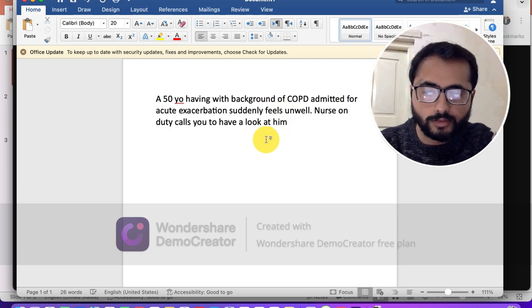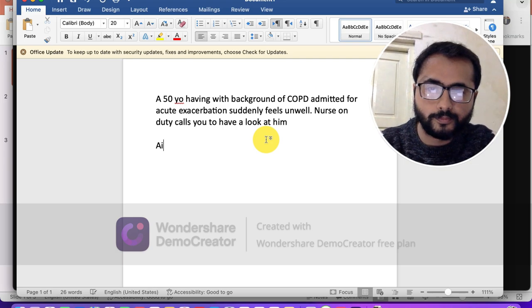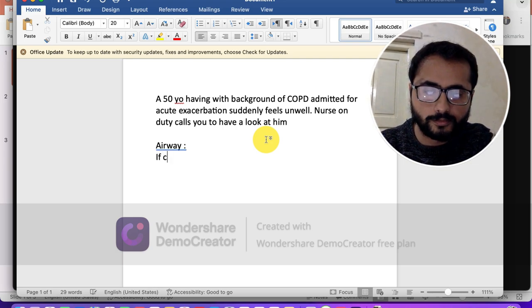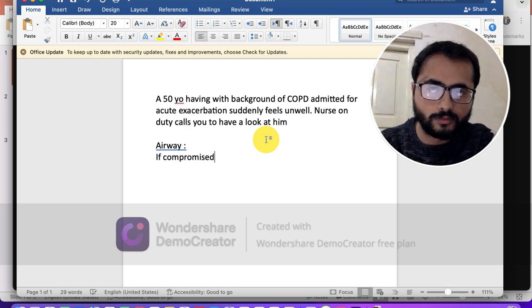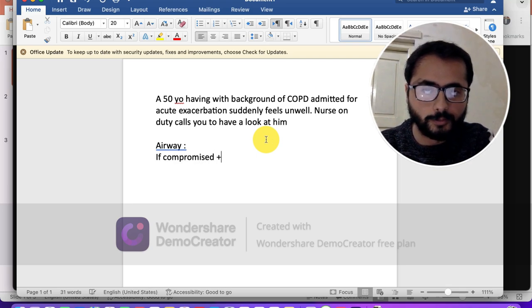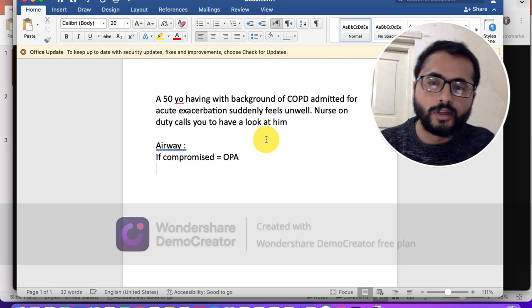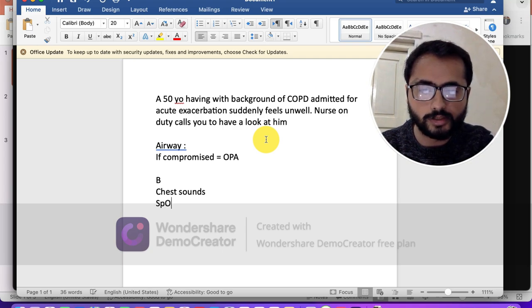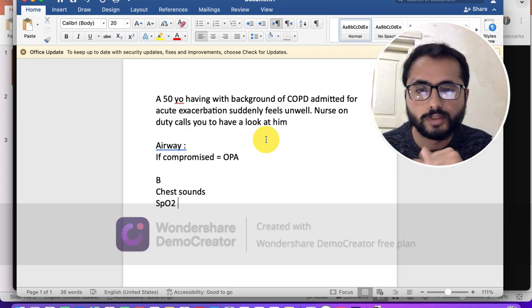I'm going to be writing down. So first airway, and if compromised, we are going to be giving an oropharyngeal airway, right? And in the B, we are listening to the chest sounds. We are checking the SpO2. We are checking if the trachea is central. I'm not going to be writing every single thing down because it is going to take a lot of time.